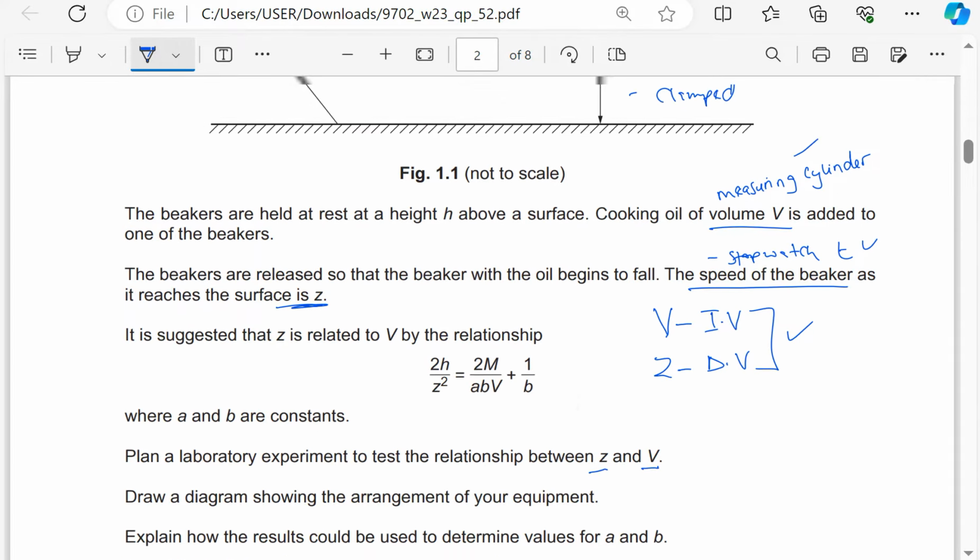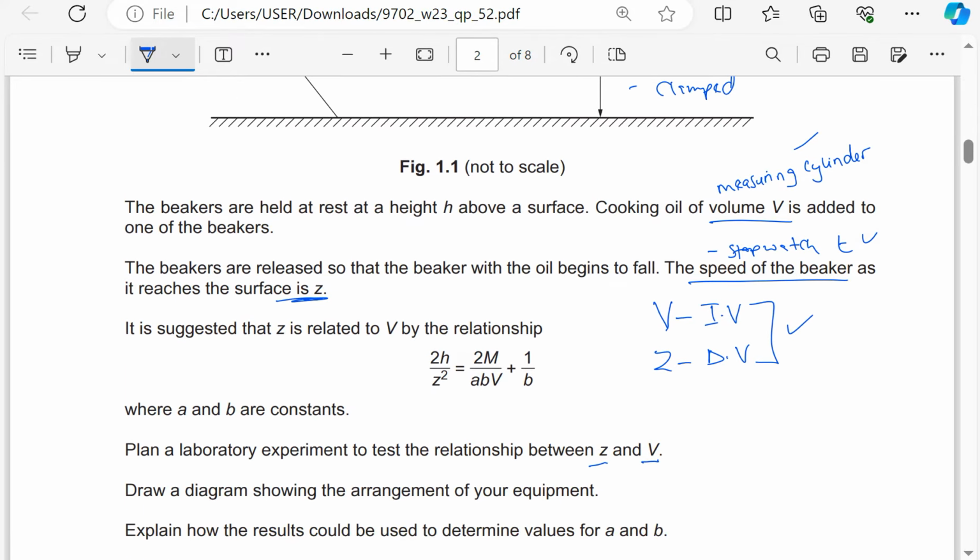So I must release the beakers from the same height. So h must be kept constant. H must be kept constant. So if I identify h to be kept constant, I now will get a mark for that.